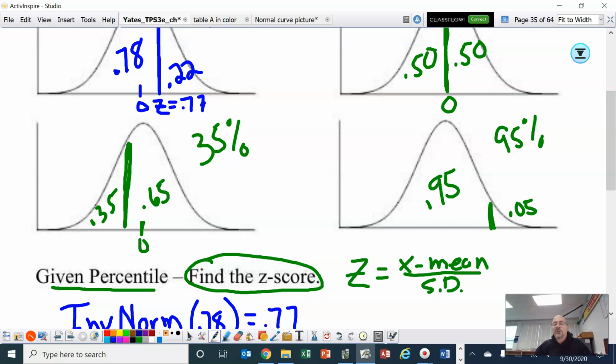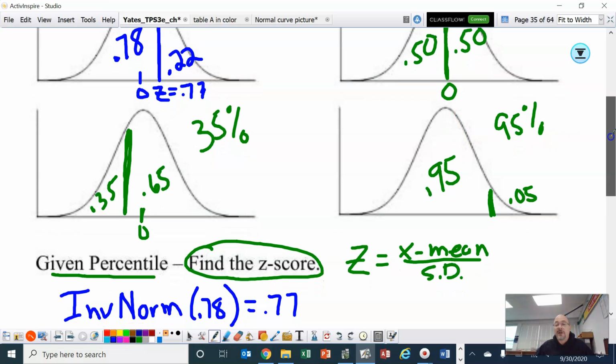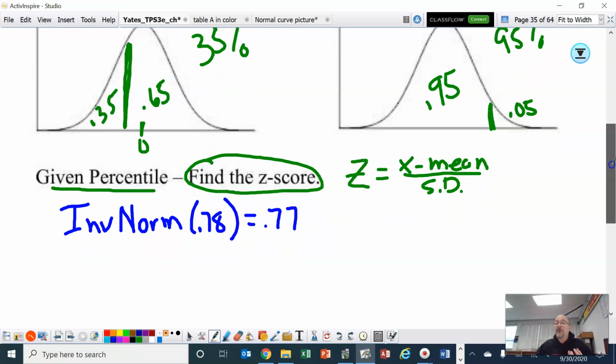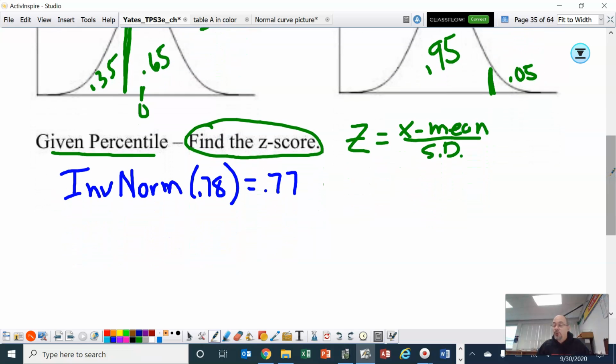Now, please don't get the percentile and the z-score mixed up. You might think that sounds funny, but every year I have students who for some reason never get that they are two separate things, and obviously they don't do well on the AP test.